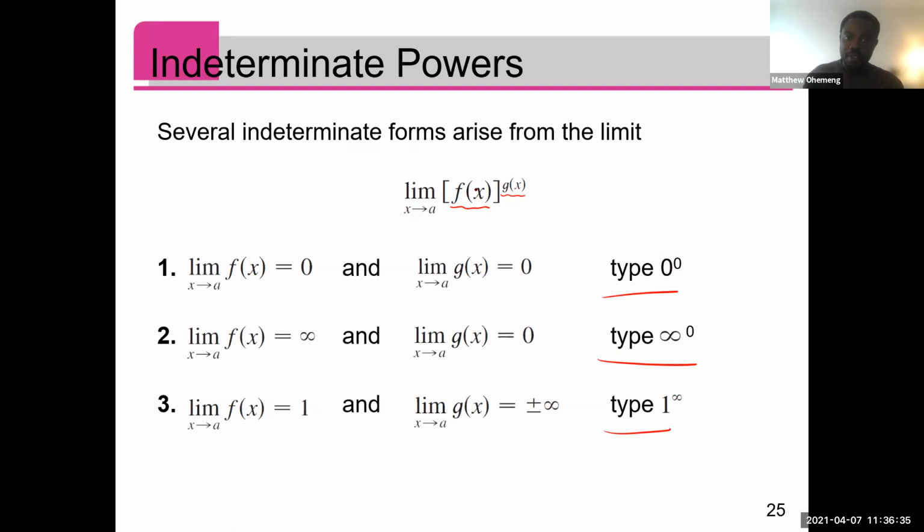Or the base function is approaching infinity, some kind of infinity. It could be negative infinity or positive infinity. And then the exponent function is approaching 0. So that's our type infinity to the power 0. Or the last one is the base function is approaching 1. And then the exponent function is approaching infinity. So please don't be tempted to say that 1 to the power infinity is 1. It is not 1, right? 1 to the power infinity is indeterminate, right?